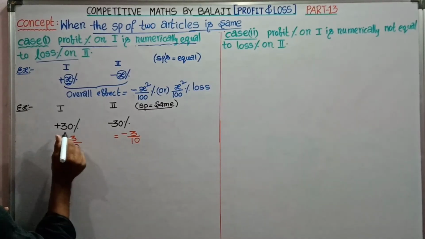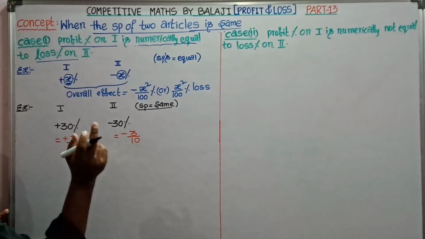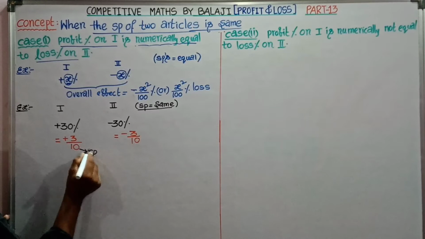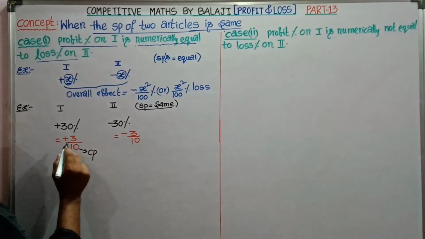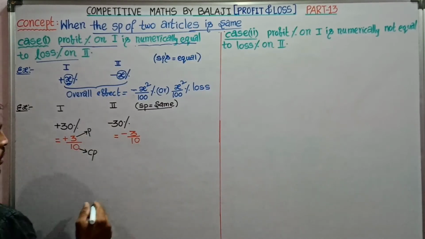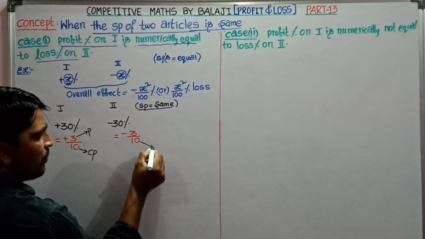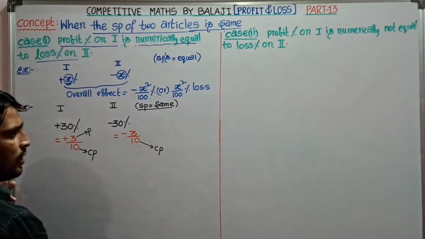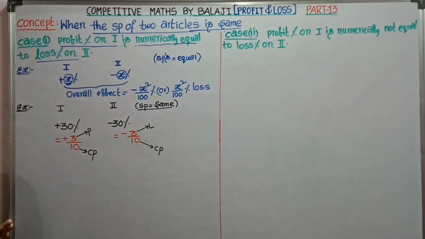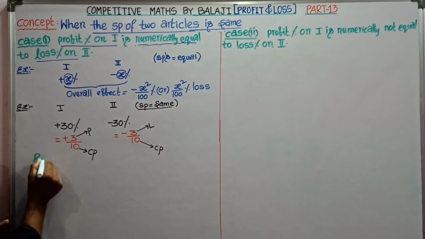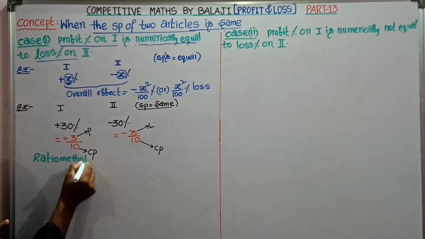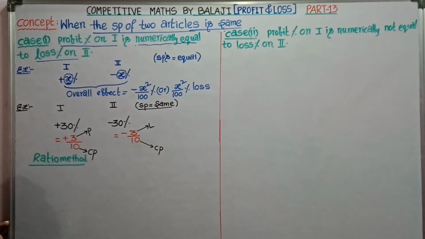Profit or loss is always calculated on cost price, so the base is always cost price. If the cost price of the first pen is 10 units, on selling the first pen we get 3 units profit. If the cost price of the second article is 10 units, we get 3 units loss. So let us see it by the ratio method, which is also called the golden method.